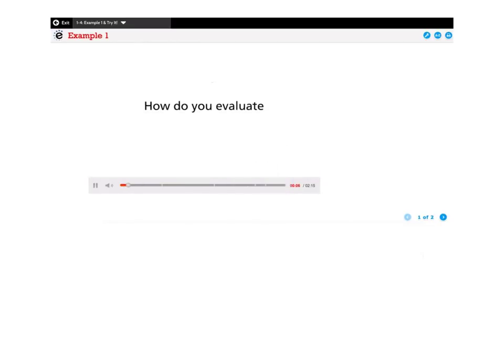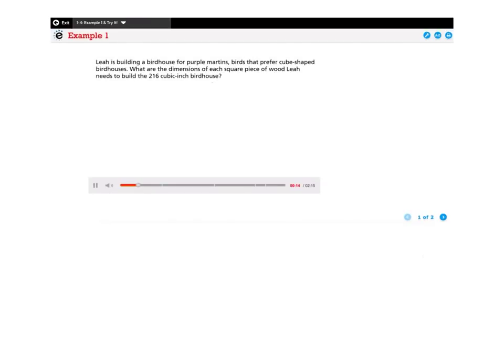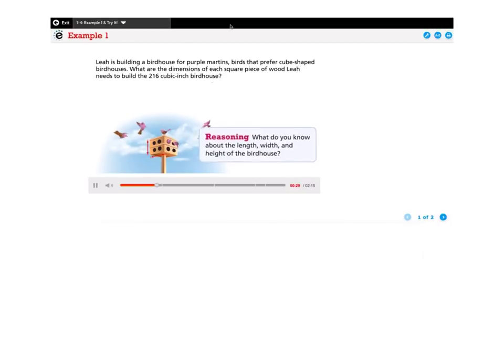How do you evaluate cube roots and square roots? Think about this question during the lesson. Leah is building a birdhouse for purple martins, birds that prefer cube-shaped birdhouses. She wants to know the dimensions of each square piece of wood she needs to build the 216 cubic inch birdhouse. What do you know about the length, width, and height of the birdhouse?